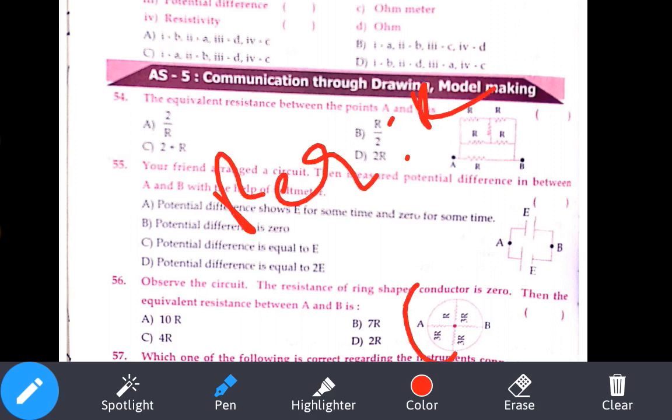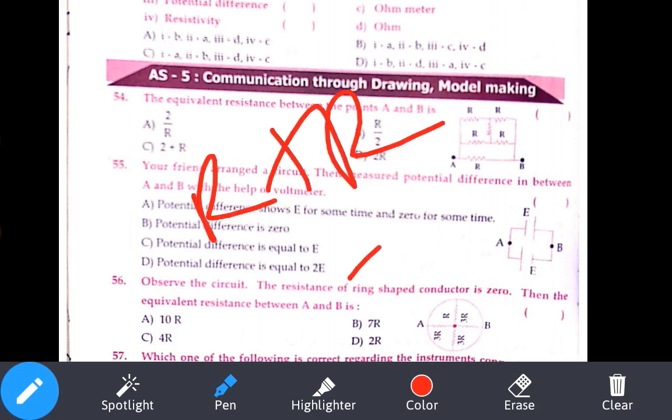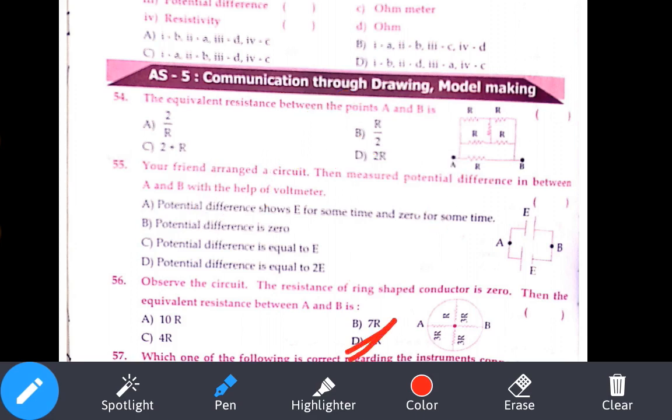So up to here, half of the value is R, and from this one R is connected. So in series, R plus R is what? 2R is our answer. 2R, option number D. Understood? So this one, you just rewind this video a little bit, 5 minutes backwards, and watch it again, you can understand it.